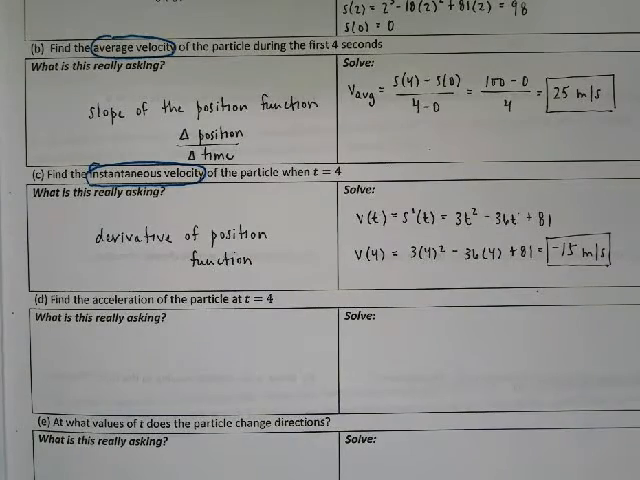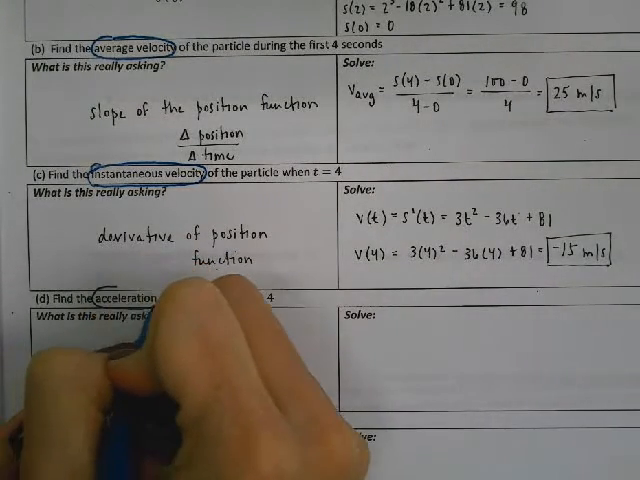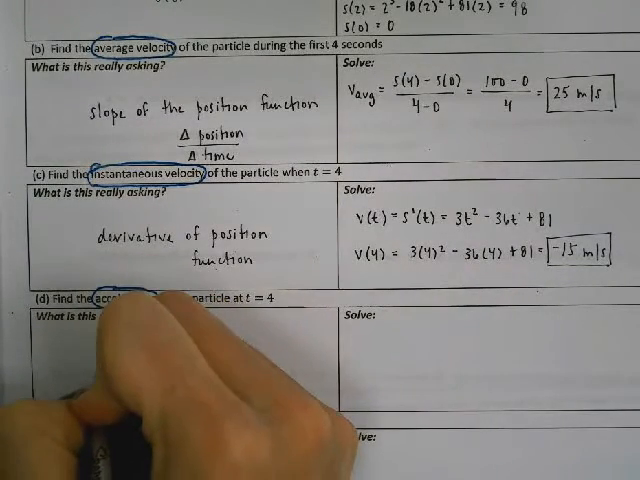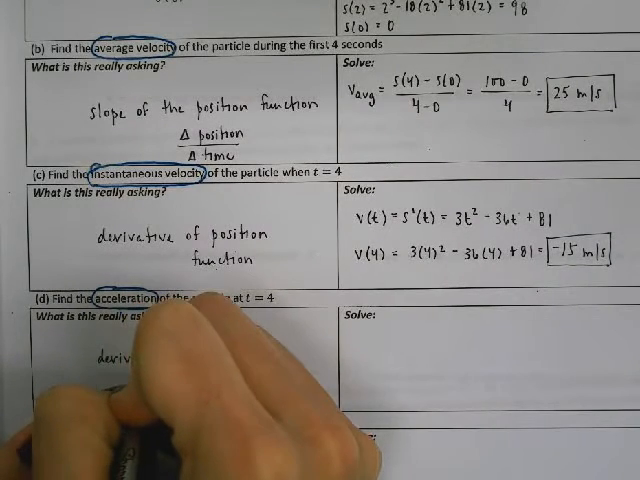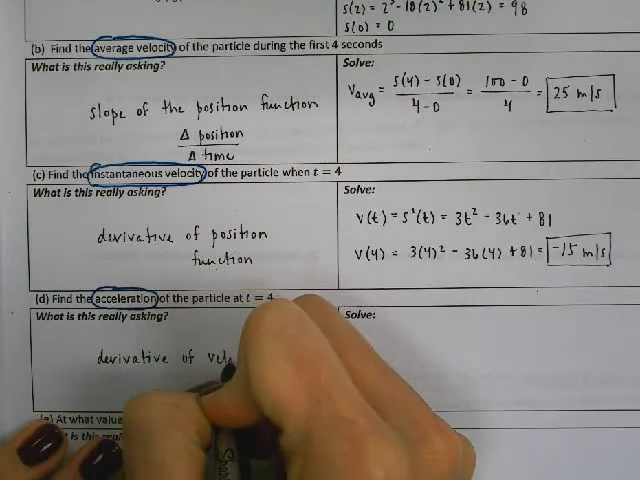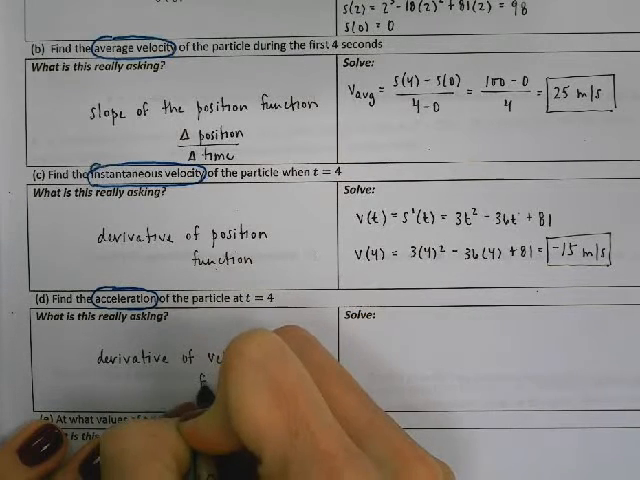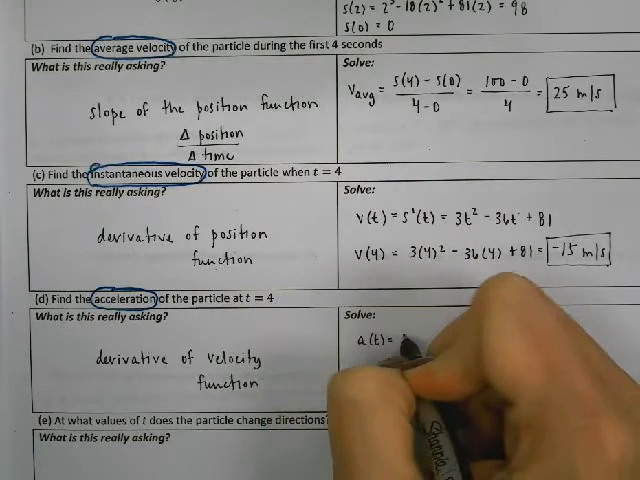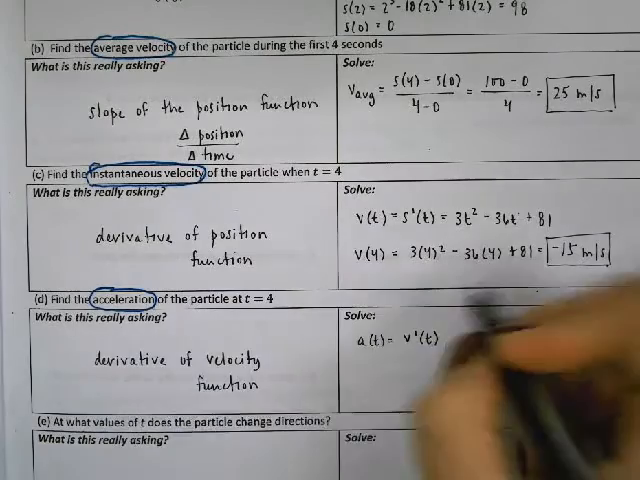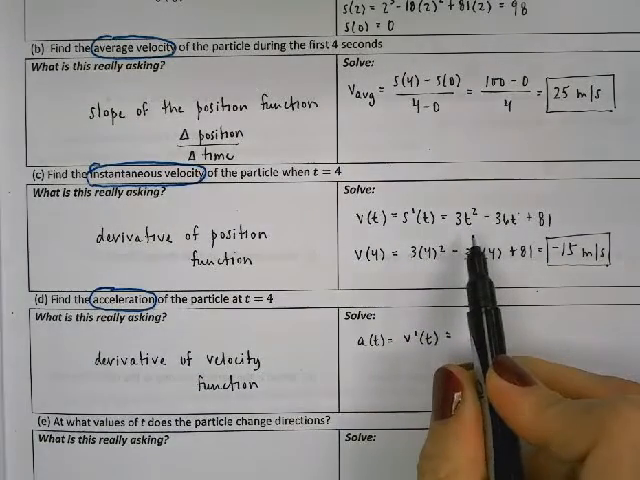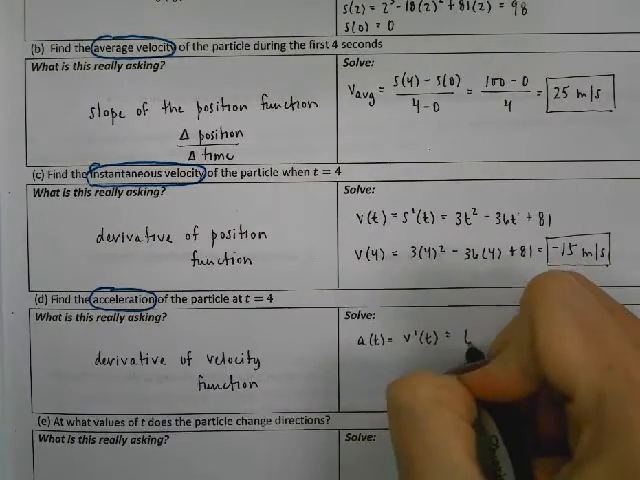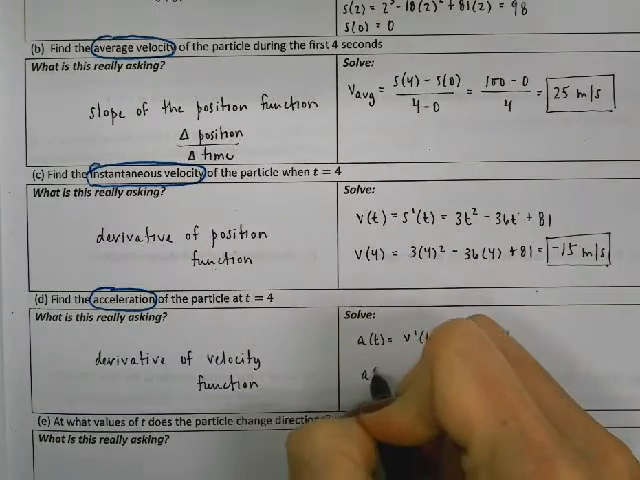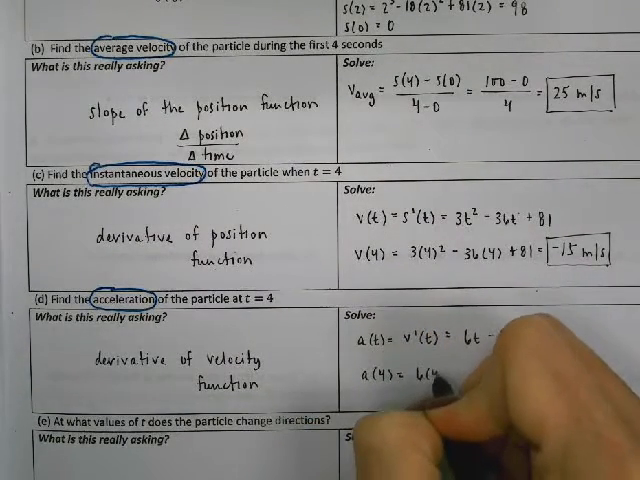Moving right along. Part D wants me to find the acceleration. When I'm finding acceleration, I know I'm going to find that by taking the derivative of my velocity function. So a of t is the first derivative of v of t, or my velocity function. I'm going to take my velocity function again and use the power rule. So I have 6t minus 36. And so I can evaluate that when t equals 4.